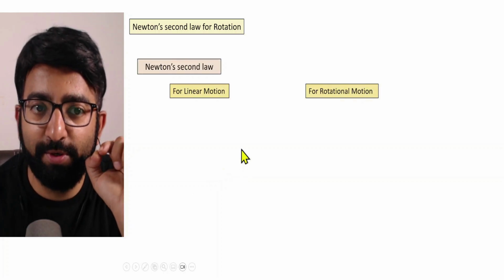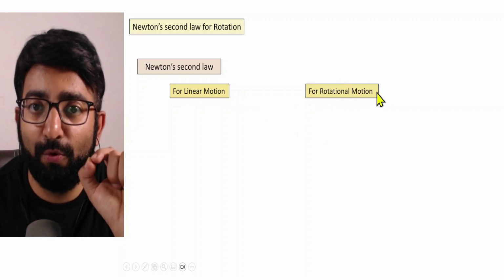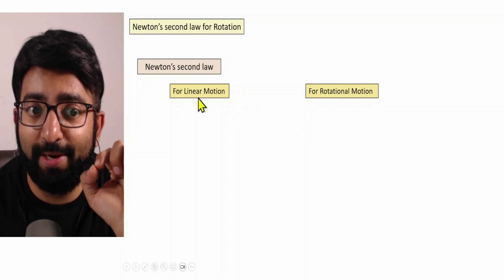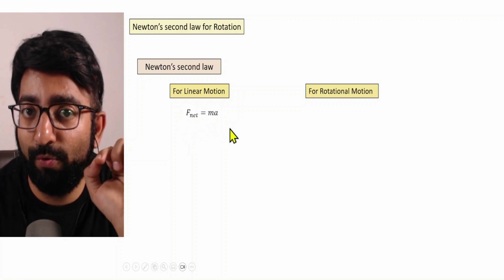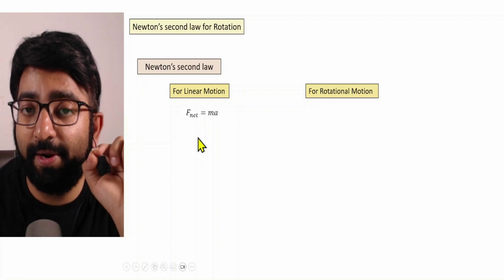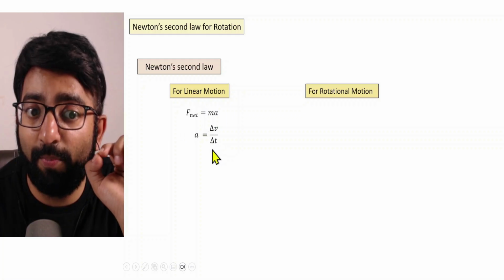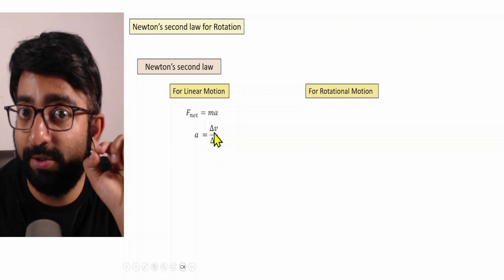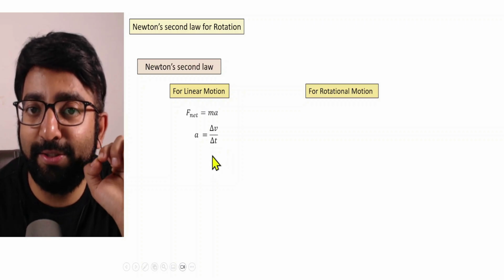Newton's second law of motion, we are going to consider for both the linear motion as well as the rotational motion. So the formula for Newton's second law for linear motion we know is F net is equal to m into a, where m is the mass and a is the acceleration. Acceleration is the rate of change of velocity, which means the formula looks like this: delta v upon delta t, where delta v is the change in velocity and delta t is the time taken for that change to happen.